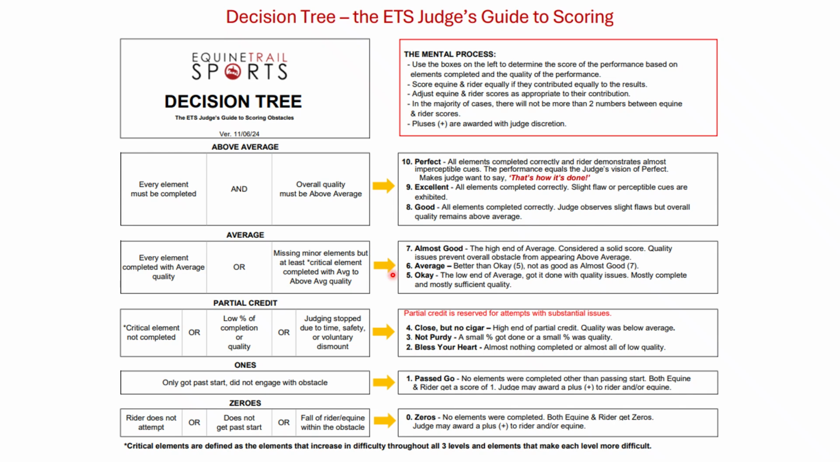A 5 is okay, the low end of average. They got it done with quality issues, mostly complete and mostly sufficient quality. Basically, they got it done and they completed the critical elements with okay quality. What we mean by mostly complete and mostly sufficient quality is that minor elements could have been missed, or the quality was okay and just enough to be considered in the average range.